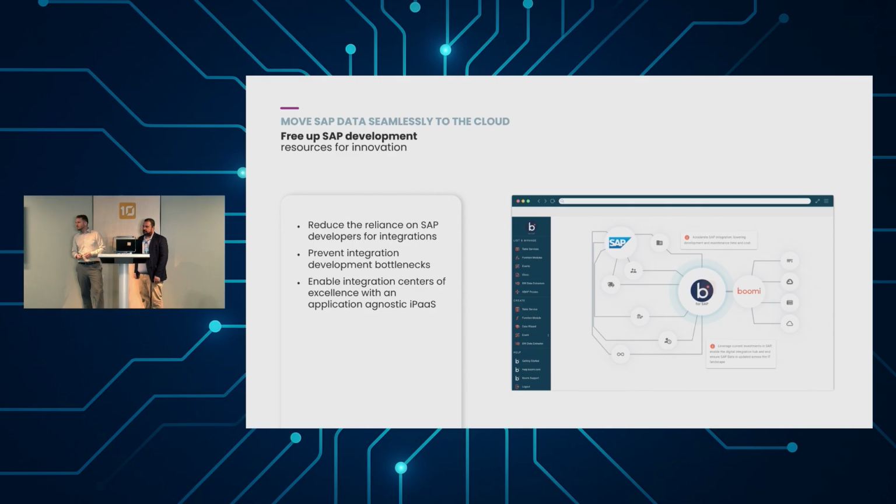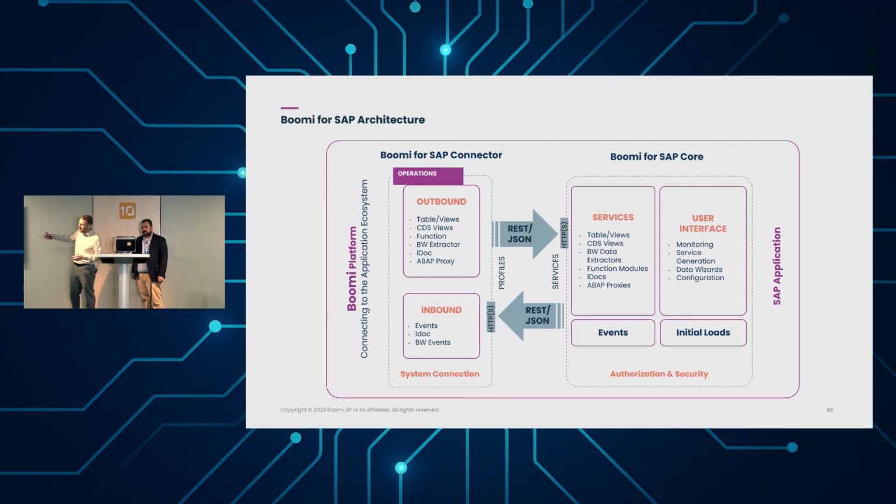Okay, how does it connect to Boomi? Because Boomi is like an iPaaS application. Yeah, so we have a special connector for it. If I go back to this slide here, we have the REST JSON connectivity. Basically what Boomi for SAP does is take the table view or whatever you want and provide a REST API for it that our connector can then connect to.